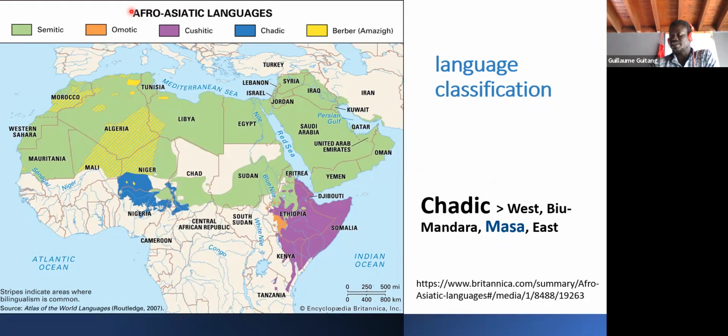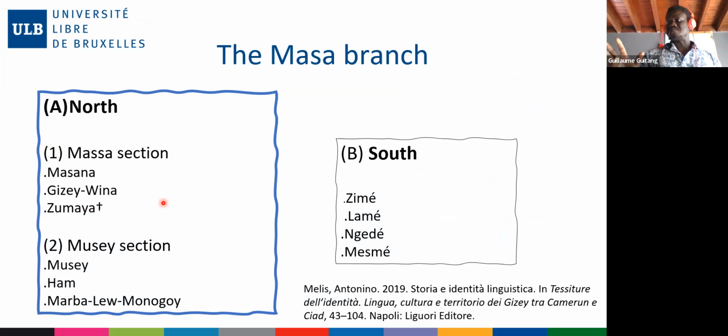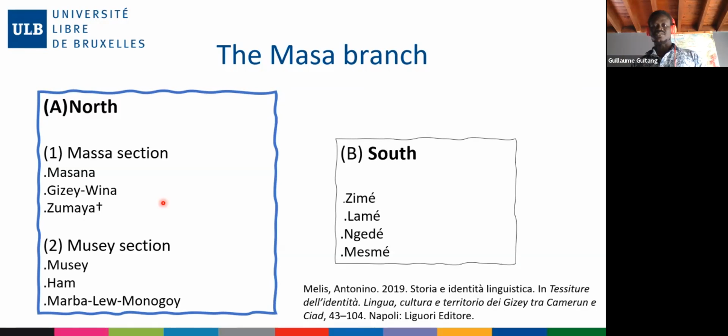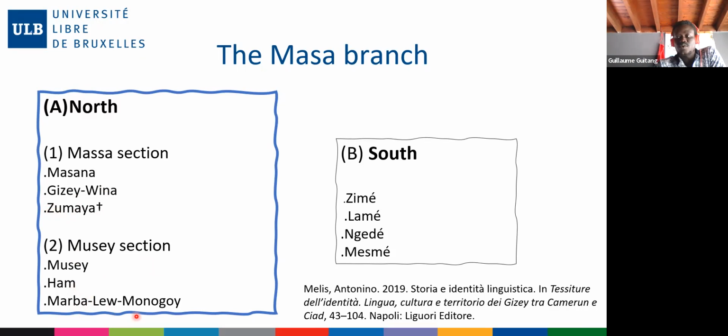So you can see Chadic in blue on this map. Now, the Masa branch itself involves two groups, a northern and a southern group. In this presentation, I'm going to focus specifically on the northern group of Masa, which involves two sections. You have the Masa section, which involves Masana, the Gizey-Wina continuum, and Zumaya, which is an extinct language. Then you have the Musey section, which involves Musey, Ham, and the Marba-Leu-Monogoi continuum. When I use the term continuum here, I wish to point out that for some of the members of the continuum, there are questions about their exact status, whether they are independent languages or part of a dialectal continuum.